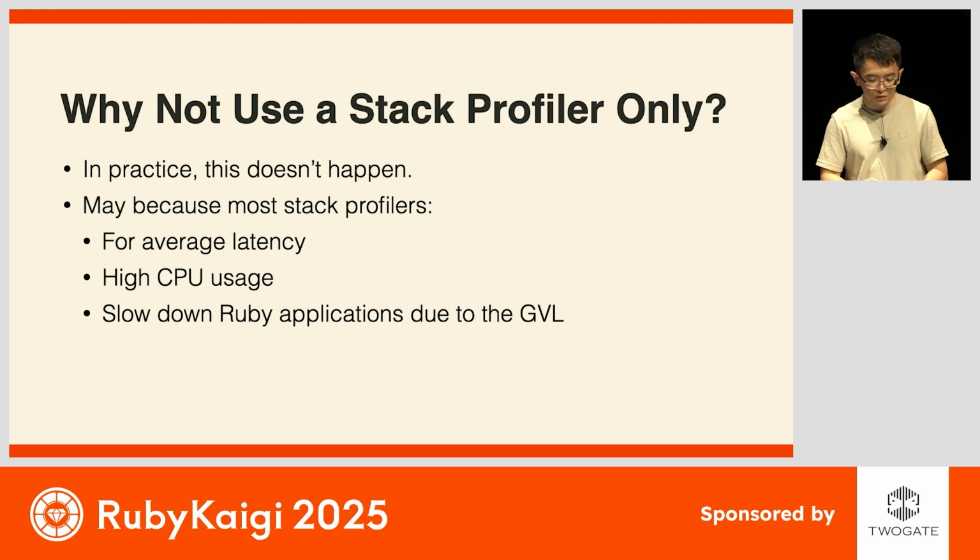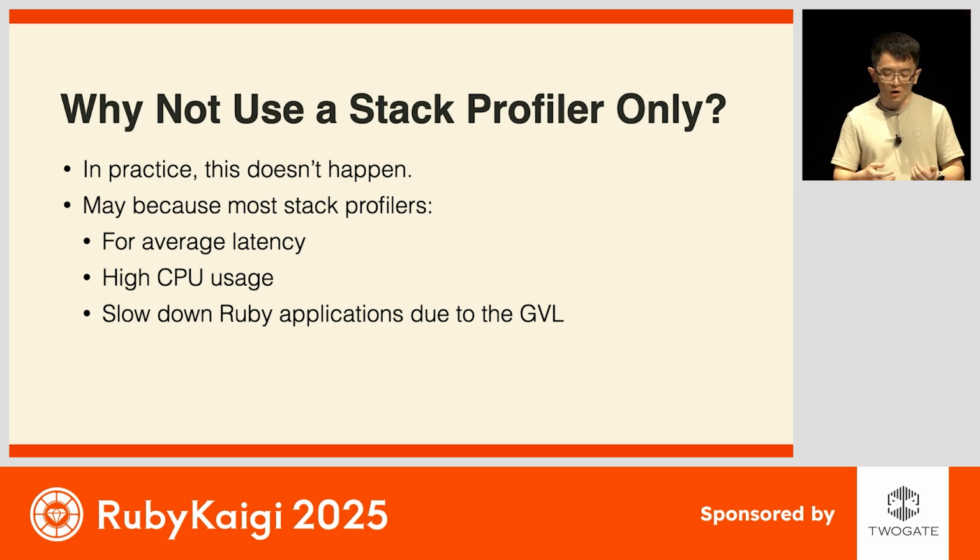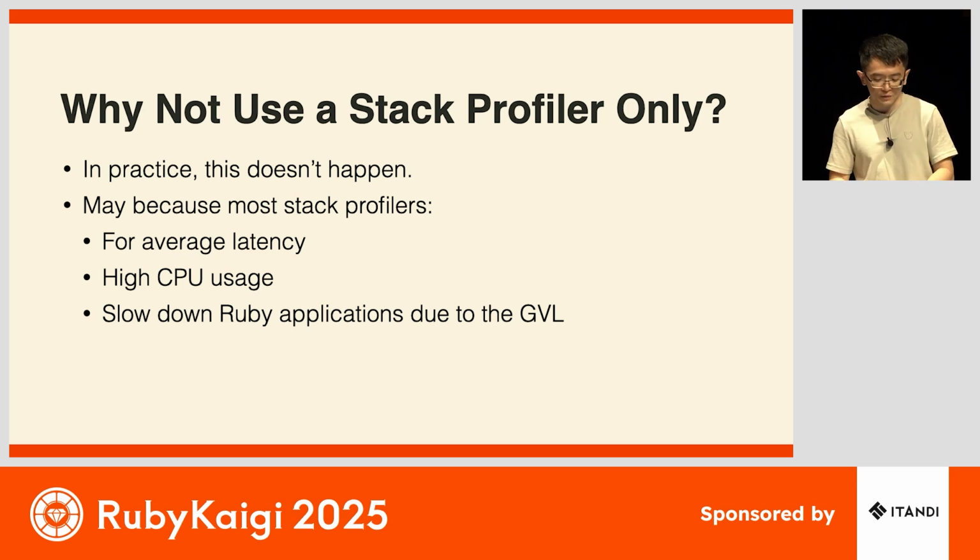Another issue of existing solutions is that they may use high CPU. If a performance tool may consume more than 10% CPU, we may hesitate to use it. More importantly, existing solutions need the GVL. As we know, when the stack profiler holds the GVL, the Ruby application can't do its work, so it slows down our Ruby applications.